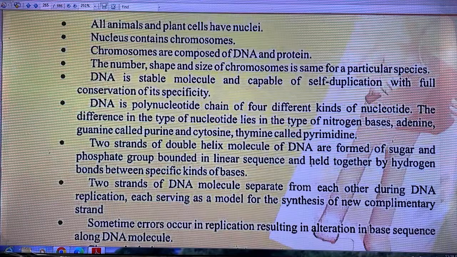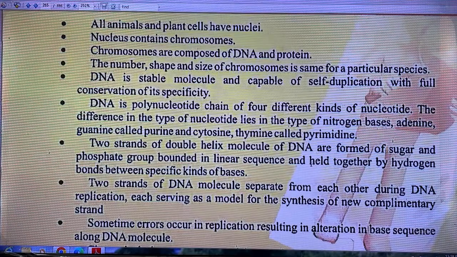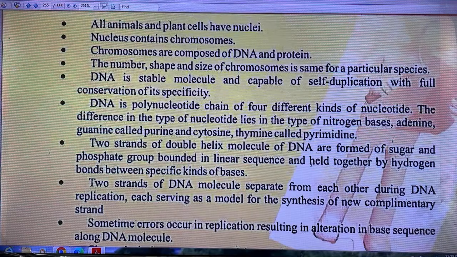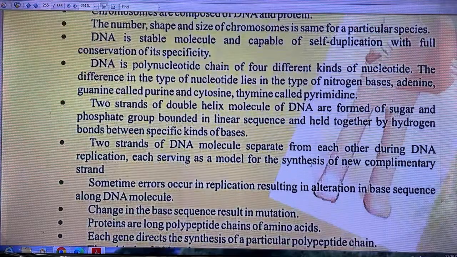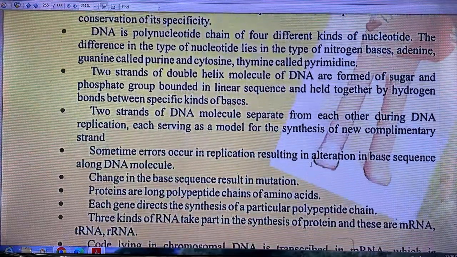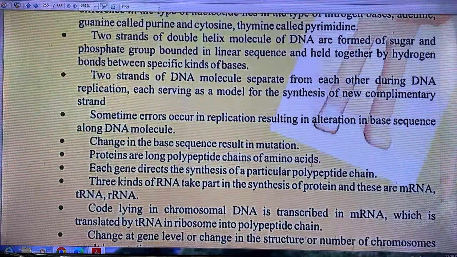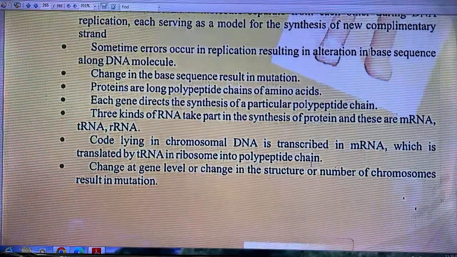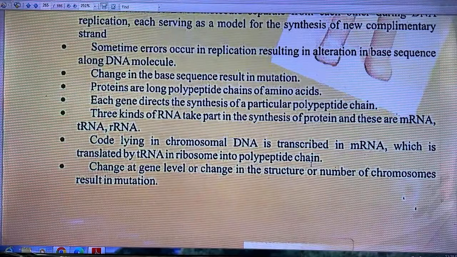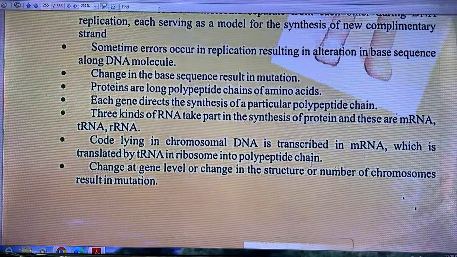The two strands of the double helix molecule of DNA are formed of sugar and phosphate groups bound in linear sequence and held together by hydrogen bonds between specific kinds of bases. The two strands of DNA molecules separate from each other during DNA replication, each serving as a model for synthesis of new complementary strands. Sometimes errors occur in replication, resulting in alteration in base sequence along the DNA molecule. Change in base sequence results in mutation.